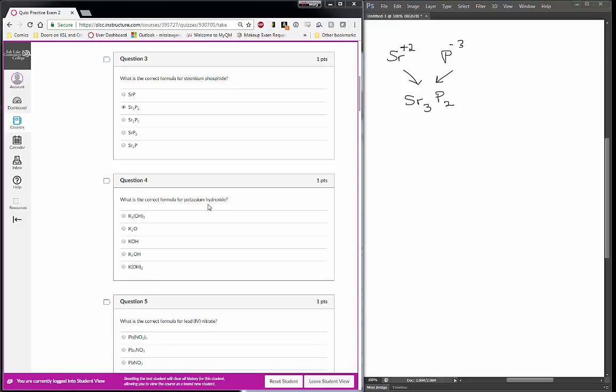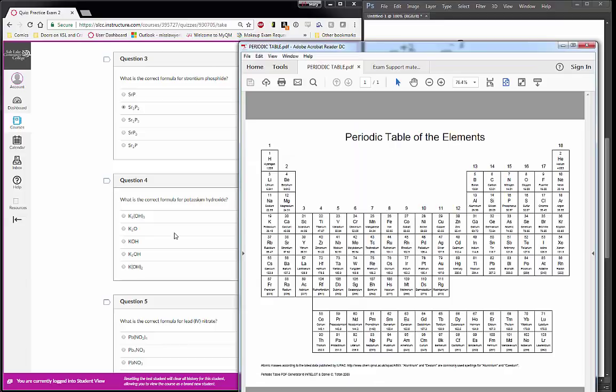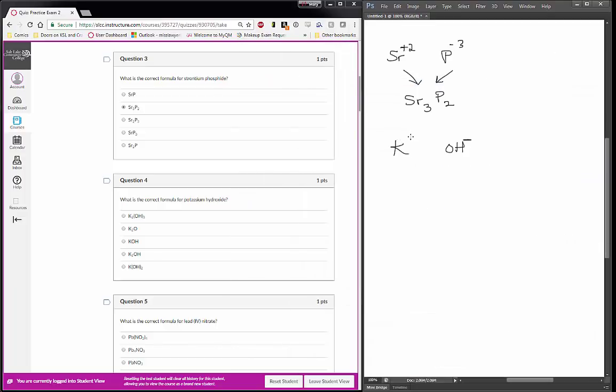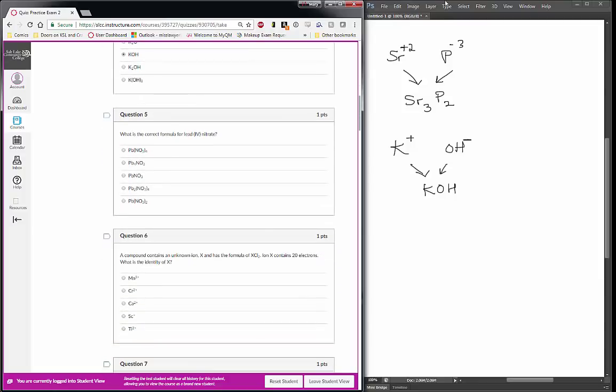What is the correct formula for potassium hydroxide? Same story, but now we've got an ionic compound which contains a polyatomic ion. So you hopefully have memorized that hydroxide is a polyatomic ion with OH with a minus charge. And you can check your periodic table to confirm that potassium is element number 19. It's in group 1, so it has a +1 charge. So between the 2 of those, the formula between potassium and hydroxide will just be KOH.